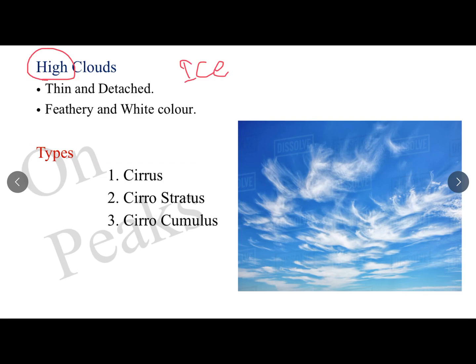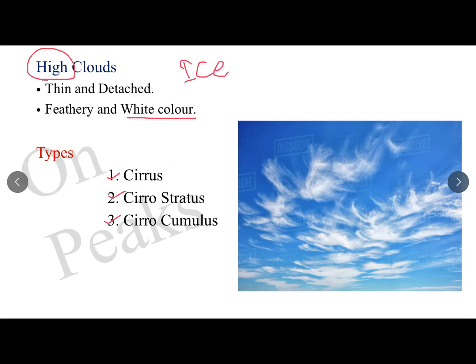They appear thin and detached. They are generally feathery clouds, and they are generally white in color. These high clouds can be grouped into other subgroups. They are cirrus, cirrostratus, and cirrocumulus. Let's see the basic points about what these clouds are.